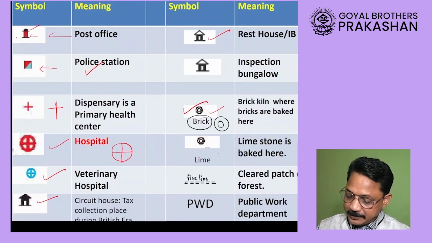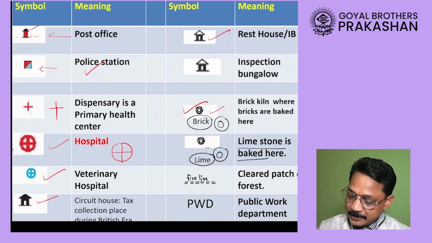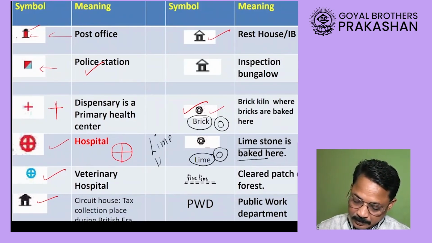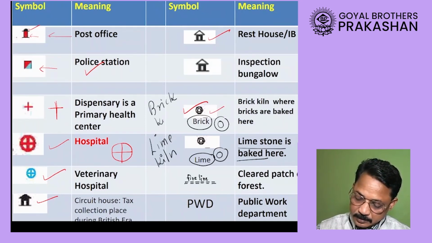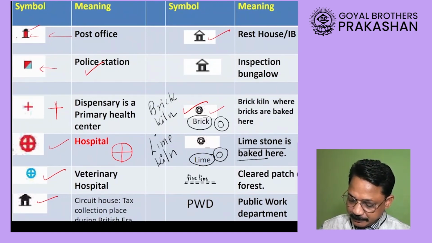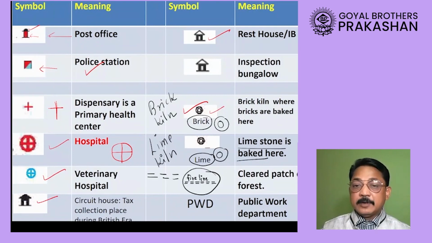And if there is a black circle enclosed by another black circle and the word lime is written, that means here limestone is baked, and such a place is called a lime kiln. This previous one is the brick kiln. Then see the next symbol, a broken, double broken black line. We call it by the name fire line.